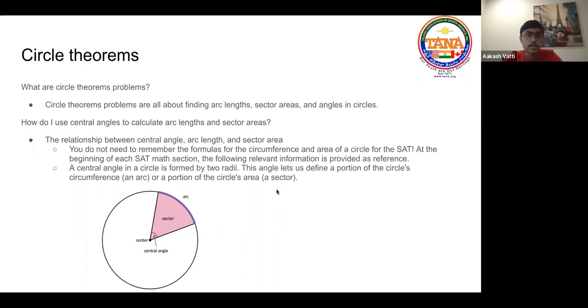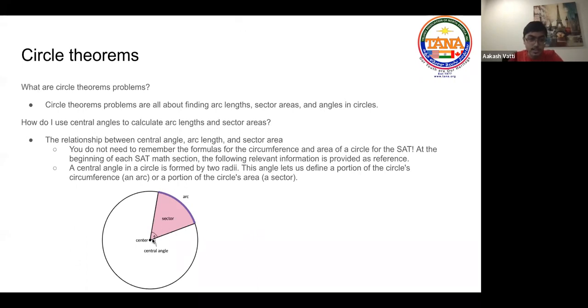So how do you use central angles to calculate arc lengths and sector areas? There's a relationship between central angles, arc lengths, and sector areas. You don't need to remember the formulas for the circumference and area of a circle for the SAT. Like last week, all of the information is provided at the beginning of the SAT math section. A central angle in a circle is formed by two radii. The angle lets us define a portion of the circle's circumference, an arc, or a portion of the circle's area, a sector. So let me just get my writing tool up.